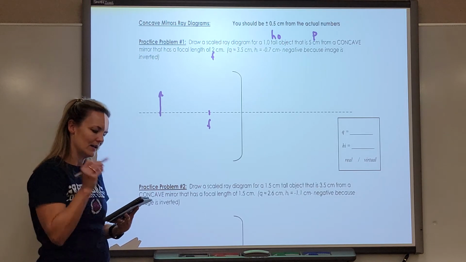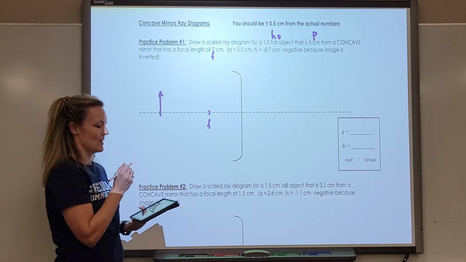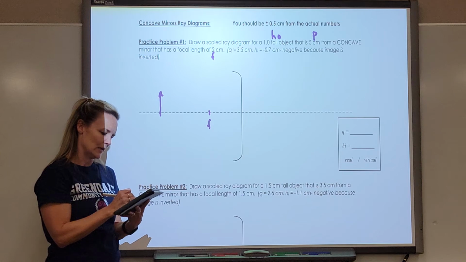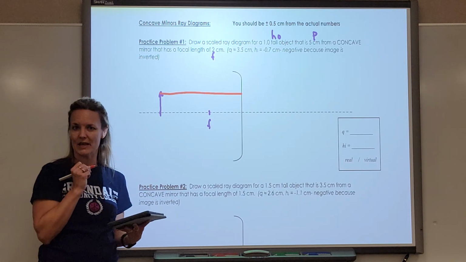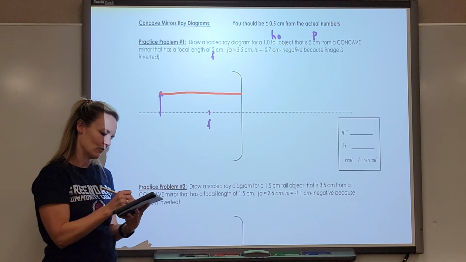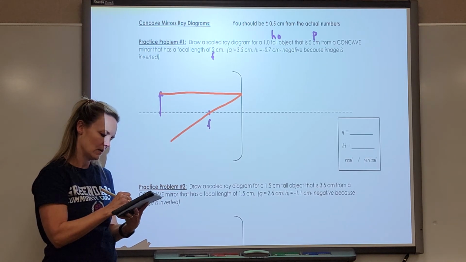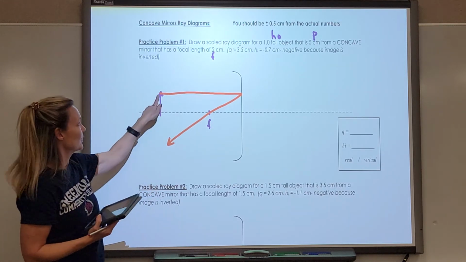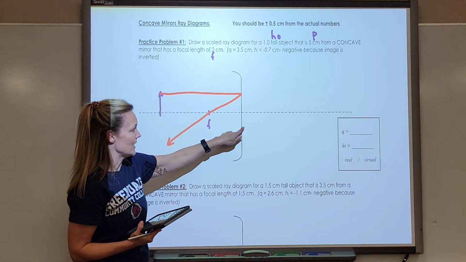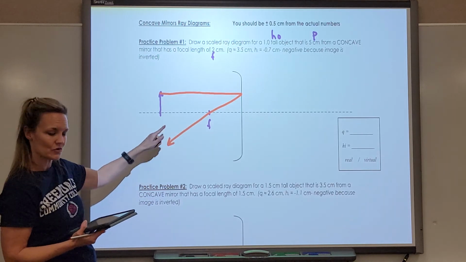Okay, line 1 is red. Okay, I'm going to run a straight line. Use your straight edge, please. Straight line until you hit the surface of the mirror. It then bounces back through the focal point. Second light ray goes through the focal point on the way to the mirror and then bounces back straight.